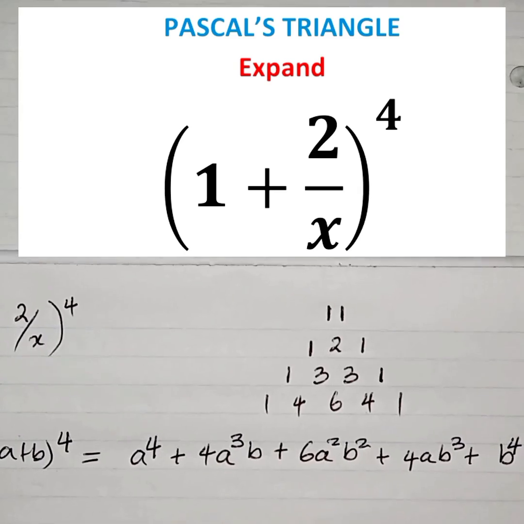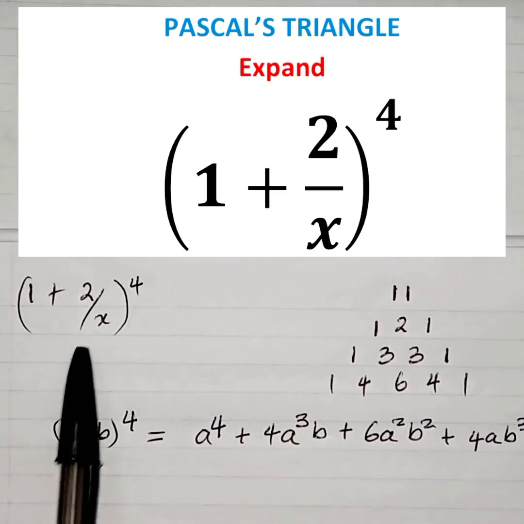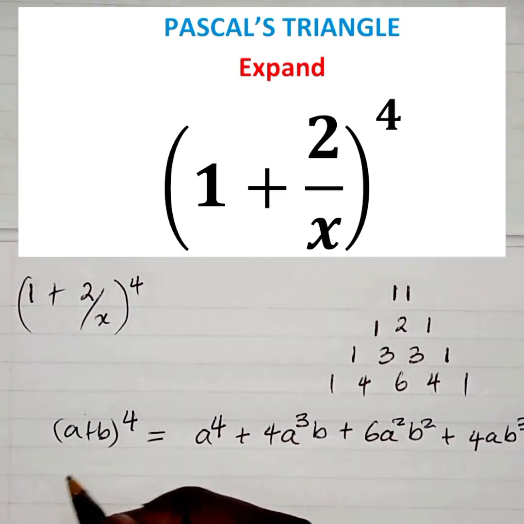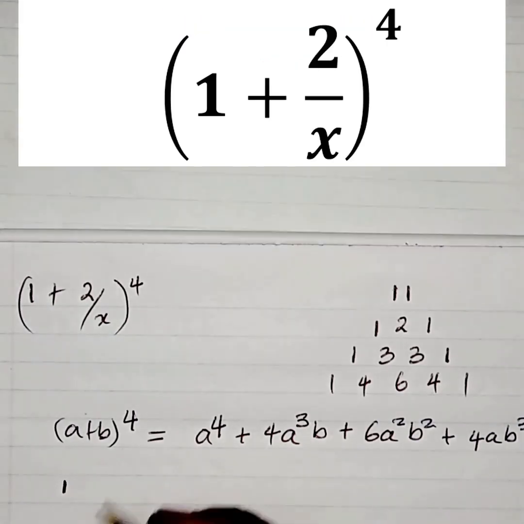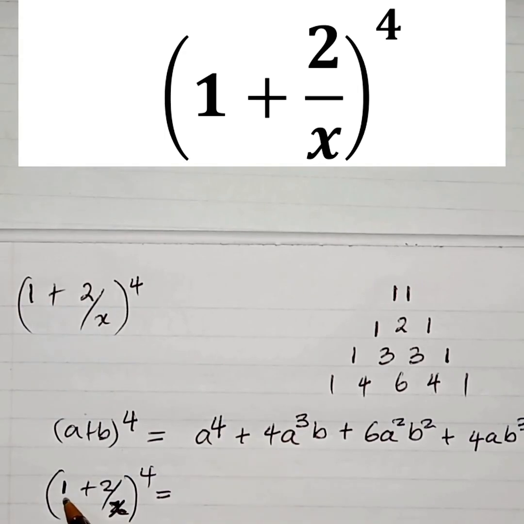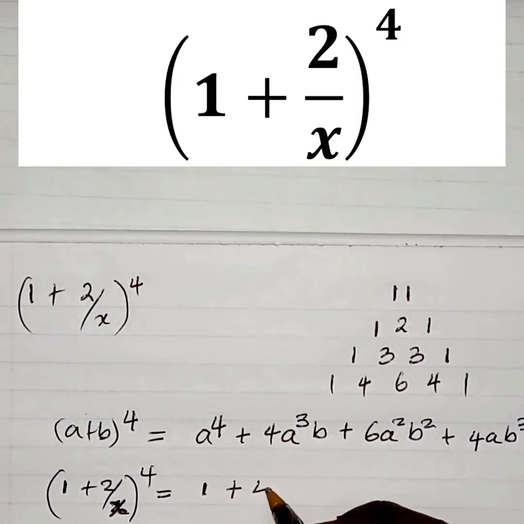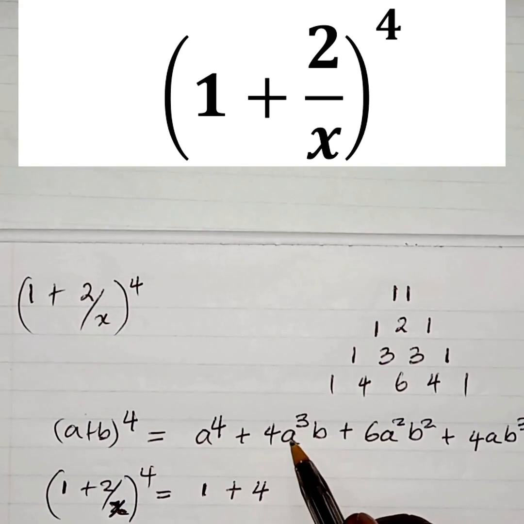All right, now if we compare the formula that we've just created with this expression, we can take our a to be 1 and b will be 2 over x, and that will be to the power of 4. Okay, and then we are going to say a to the power of 4, that will be 1 to the power of 4. We just put a 1. We add that to 4, 1 to the power of 3. Remember, a is 1, you just get a 1, and b is 2 over x.